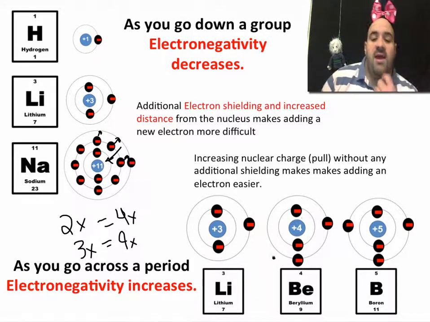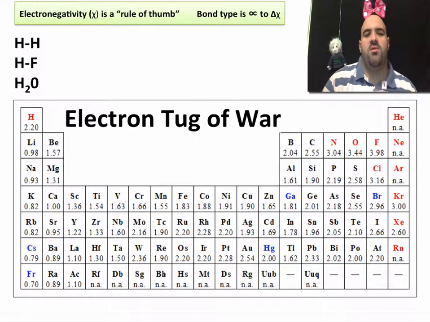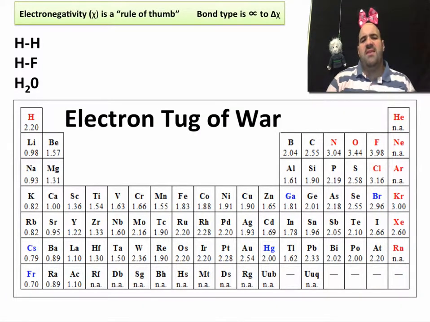As we go across the periodic table, electronegativity increases because we're adding electrons to the same energy level. We're not getting any additional shielding or additional energy rings. So just recall there's some trends in electronegativity that we talked about, a little review. And electronegativity really deals with an electron tug of war.